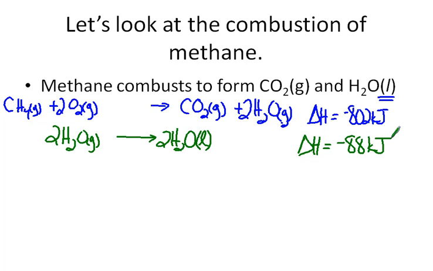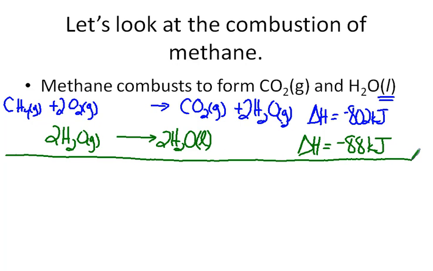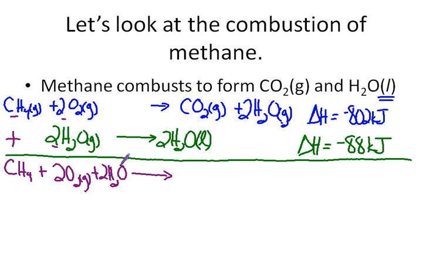Now, to figure out the enthalpy for the total reaction, we just do a big addition problem, okay? So here we go. We are going to put our reactants on the reactant side of the arrow and our products on the product side of the arrow. So here's our first reactant, CH4 plus 2O2 plus 2H2O. Oh, that's a gas. Don't forget that.